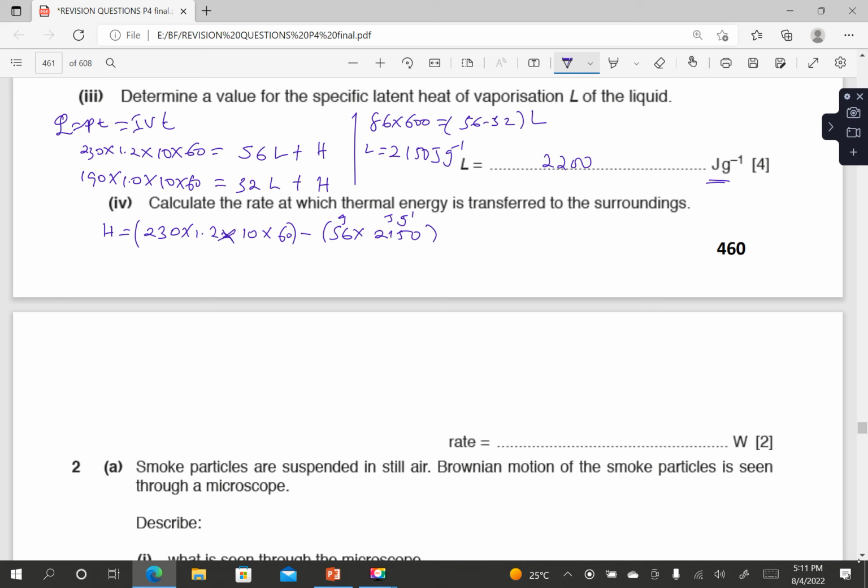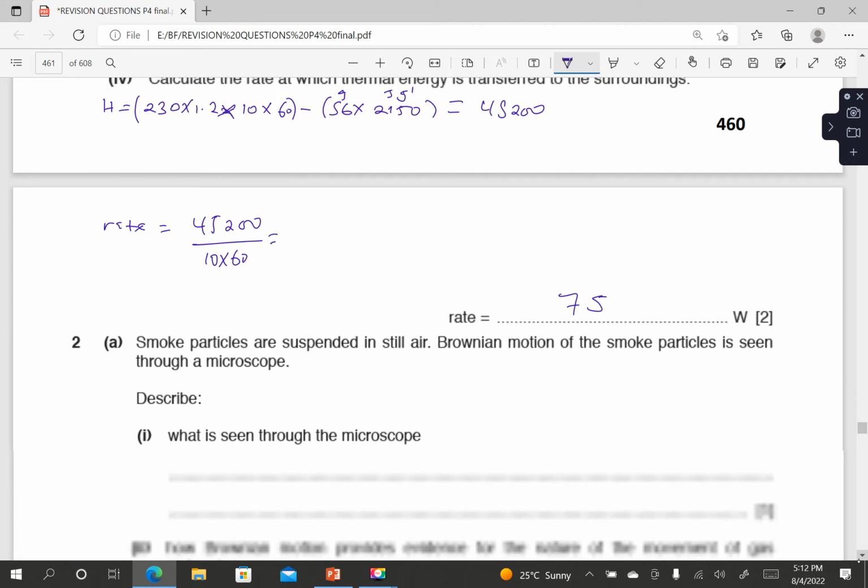Now this is the thermal energy transferred to the surrounding. Let me subtract here. So this is giving me 45,200. But now we want the rate, that is with respect to time. So the rate at which thermal energy is transferred to the surrounding is going to be 45,200 divided by the time. The time is 10 minutes, that is 10 times 60, which is going to be equal to, so this is 75 watts. So that is 75 watts.